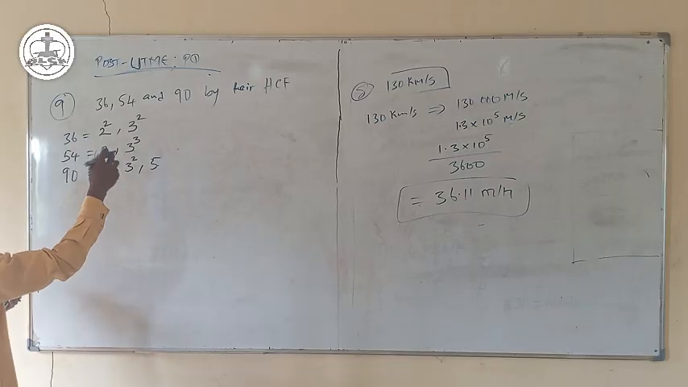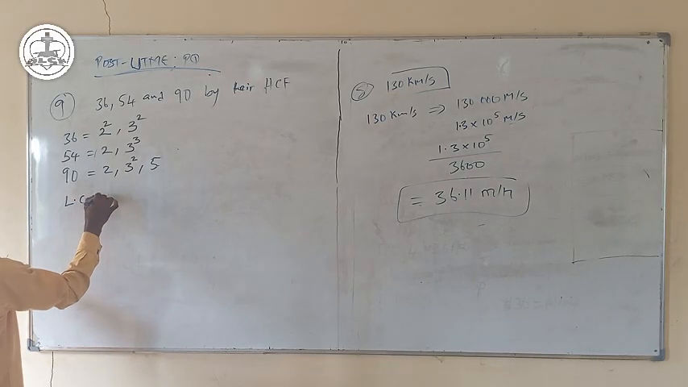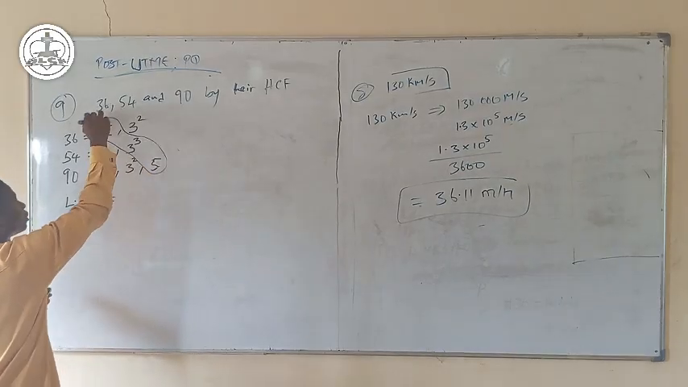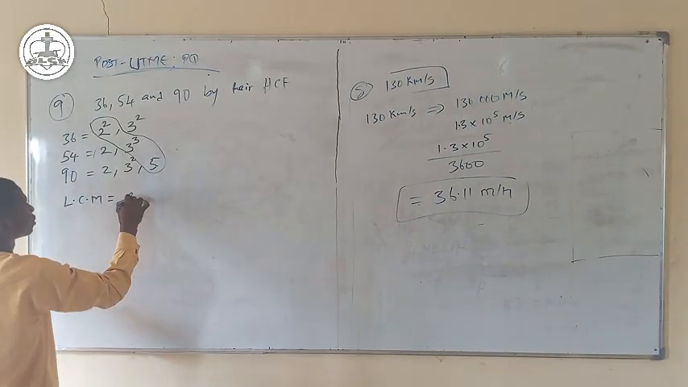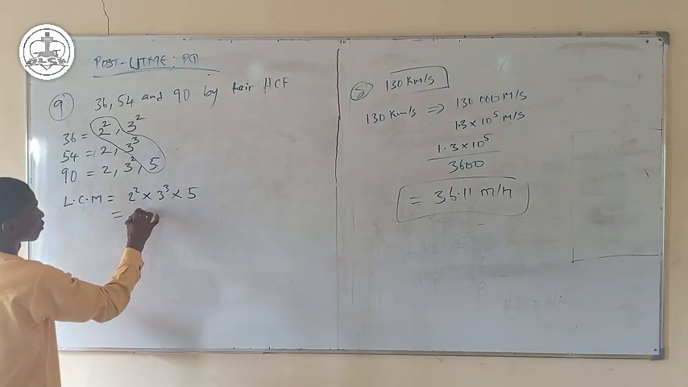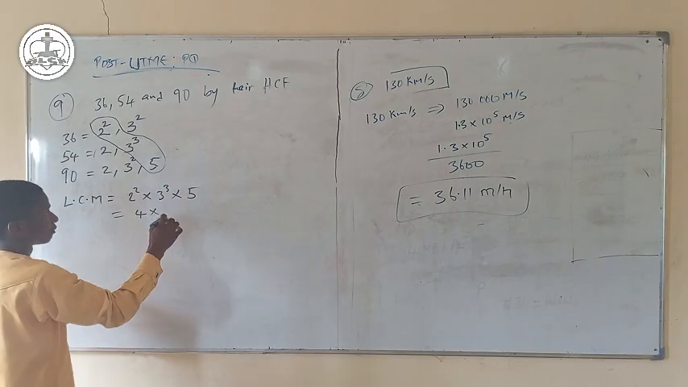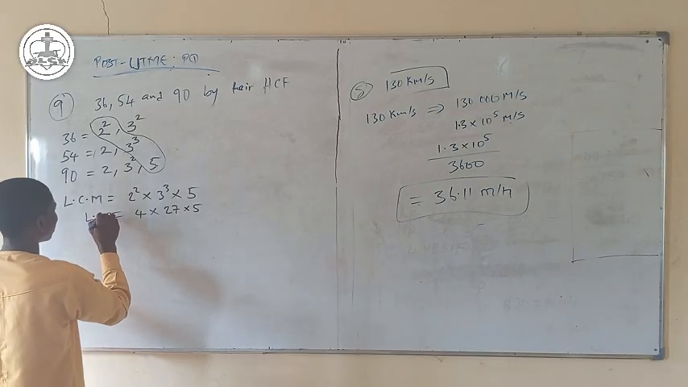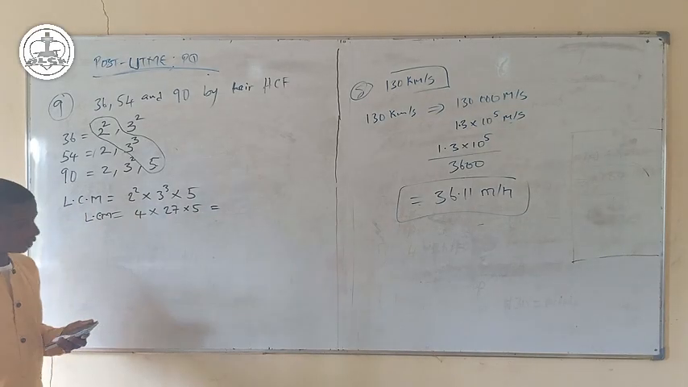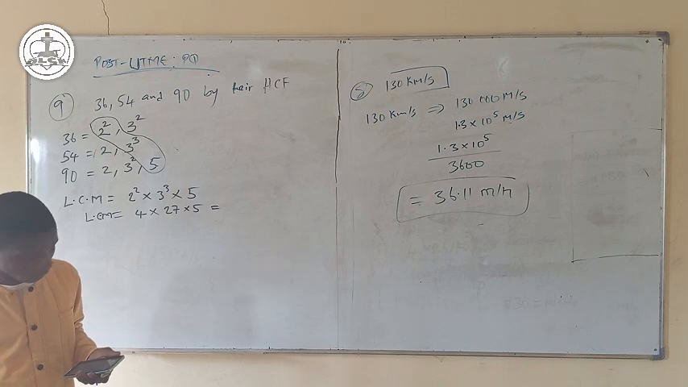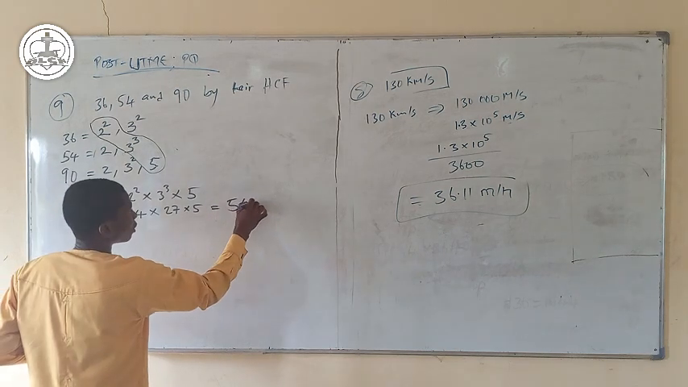So from this, now our LCM is going to be, let's pick this and multiply. This will give us our LCM. This is going to be 2 to the power of 2 times 3 to the power of 3 times 5. And this is what? 4 times 27 times 5. Our LCM will be 4 times 27 times 5, and we'll have 540.